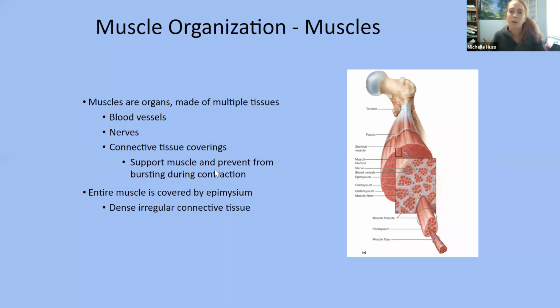So the next piece that we're going to be talking about is the wrapping around muscle, the organization around muscle. So yes, there are blood vessels and nerves. It's very vascular. But the connective tissue coverings are what we're going to really focus on. We're going to focus on these three types of connective tissues that are wrapping: endomysium, perimysium, and epimysium. So the whole entire muscle is surrounded by epimysium. So it surrounds the whole muscle, and it's made out of dense irregular connective tissue.